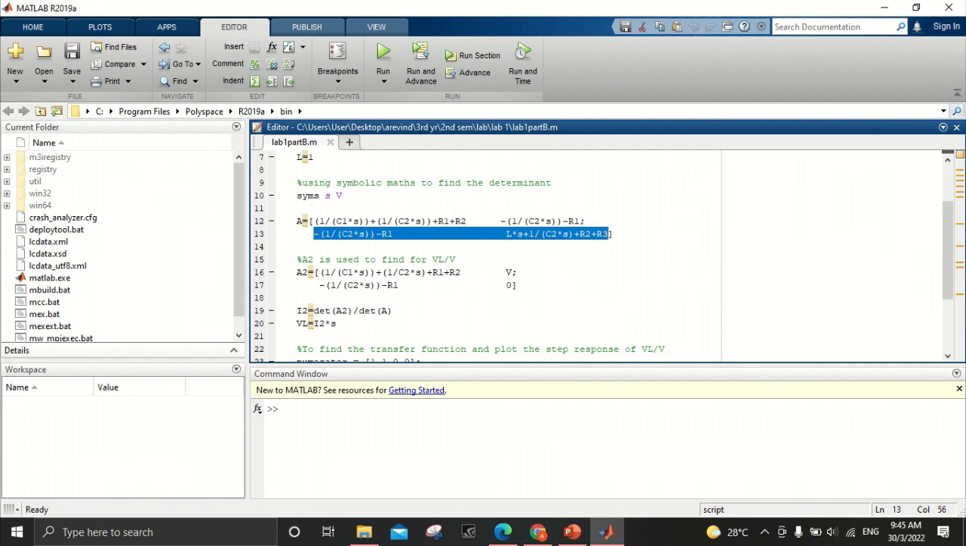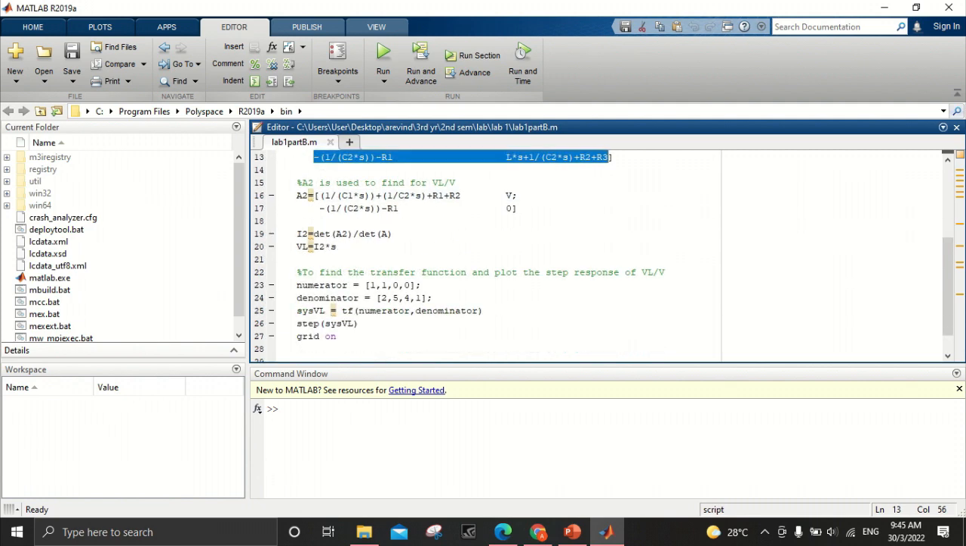Therefore, we have to replace the I2 column with the V0. Then the determinant of A2 will be divided by the determinant of A to obtain the value of I2. Since we already have I2, we just have to find the VL, which is simply I2 multiplied by s, the inductor impedance. Then to create a transfer function, we need to declare the numerator and denominator obtained from the VL and use the TF function to generate the step response.